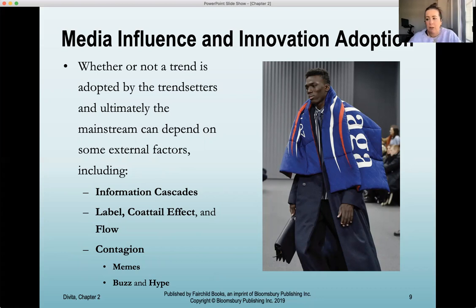Okay, the label, this is a very important term, the label of the trend. Okay, if it's catchy, if there's a buzz, a coattail effect, and a flow. Okay, you're gonna have to look up these terms in your book. And lastly, contagion. Okay, and under contagion, we have memes, buzz, and hype. So is there information circulating on our social media channels, on our TVs, in our movies, where it's showing these trends either being made fun of or being made viral? Is there buzz from your favorite influencers and hype over a certain trend that's coming into a market?